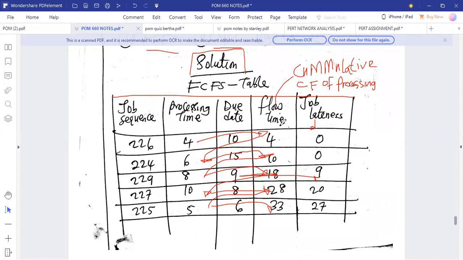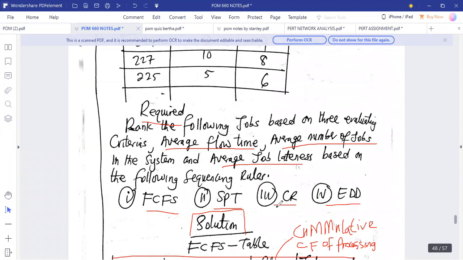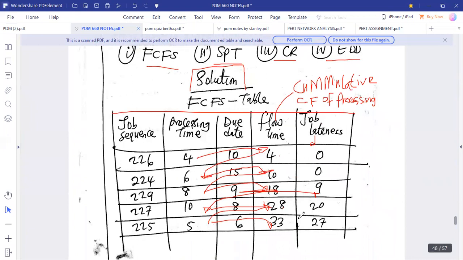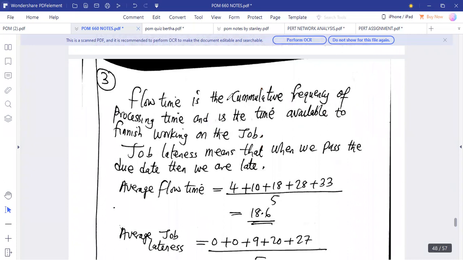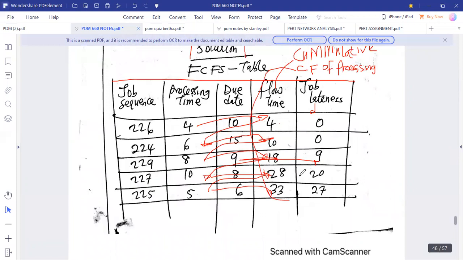So we can evaluate this table by using the three criteria that we use to evaluate each of the tables: the average flow time, the average number of jobs in the system, and the average job lateness. These are the three criteria we use to evaluate each sequencing rule. Flow time is the cumulative frequency of the processing time and the time available to finish working on the job. Job lateness means that when we pass the due date, then we are late. So we can find the average flow time, and then also the average of the lateness.